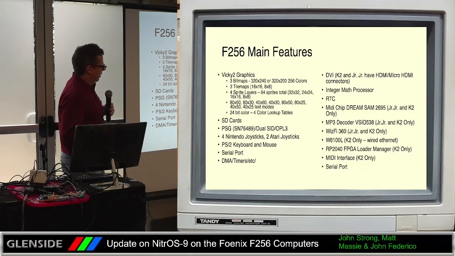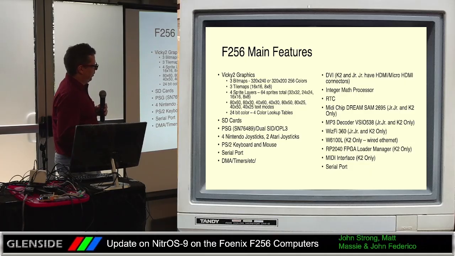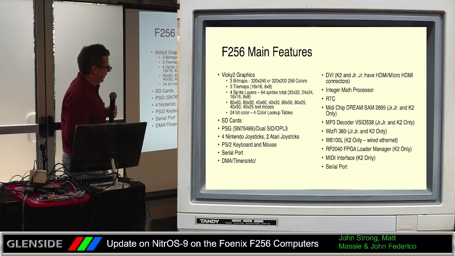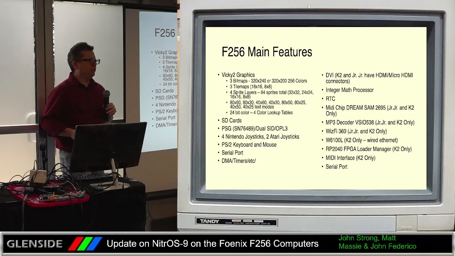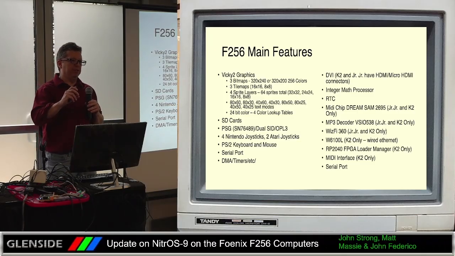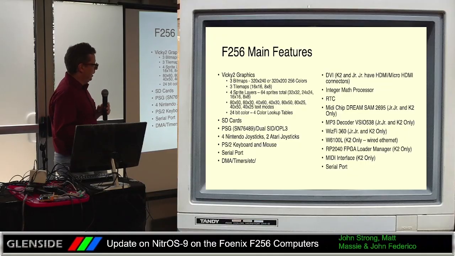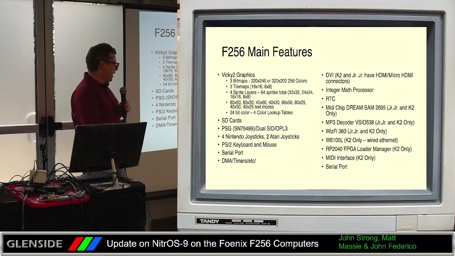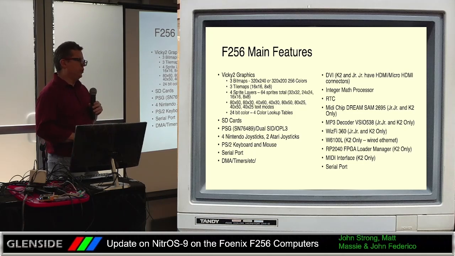There are lots of sound options. There's a PSG, there are dual SIDs, and there's OPL3 on the Junior and the K2. The SIDs on the Junior, you have to actually have the chip. They're not built into the FPGA. They're not soft SIDs. You have to have the actual SIDs. And then on the K, there are soft SIDs as well. You can have up to 4 Nintendo joysticks and 2 Atari joysticks.